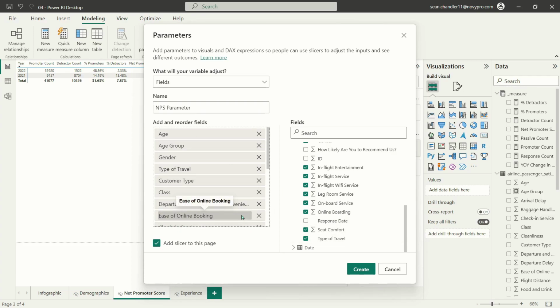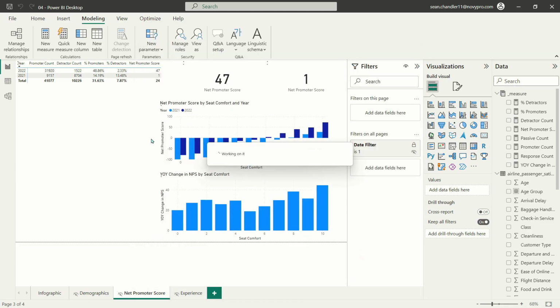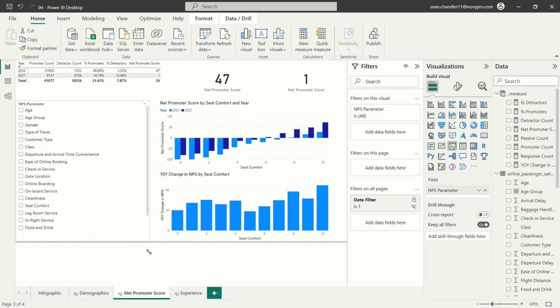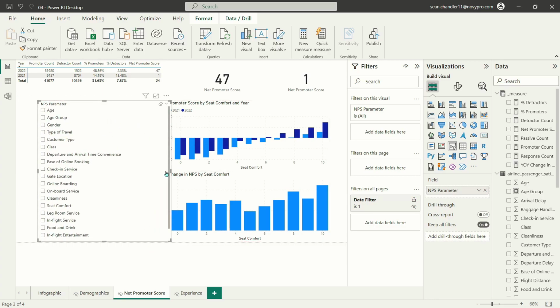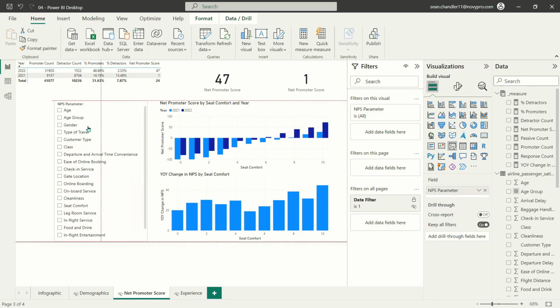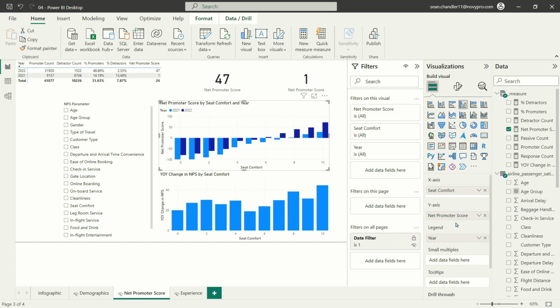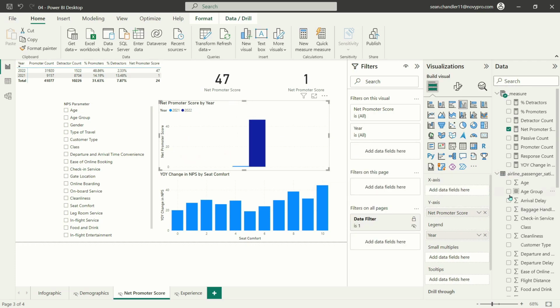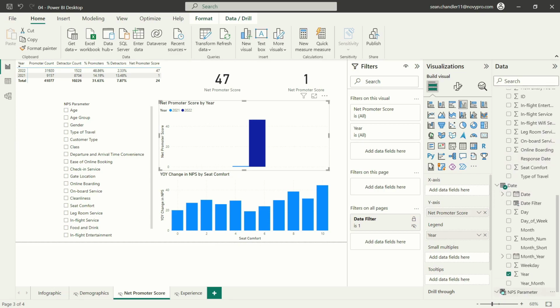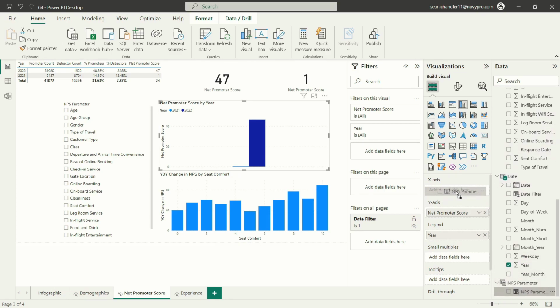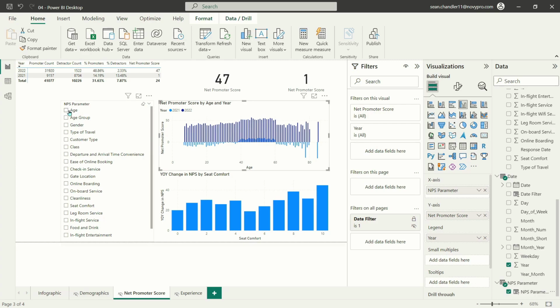It may not be completely perfect. Maybe we could have organized things or ordered them in a different way. But in the interest of time, let's go ahead and just create our new parameter here. Immediately, this creates this nice long slicer over here full of all kinds of different dimensions from my data. And then I can go over here, and instead of using seat comfort in my x-axis, I'm actually going to use my NPS parameter here. I'll go ahead and add that.